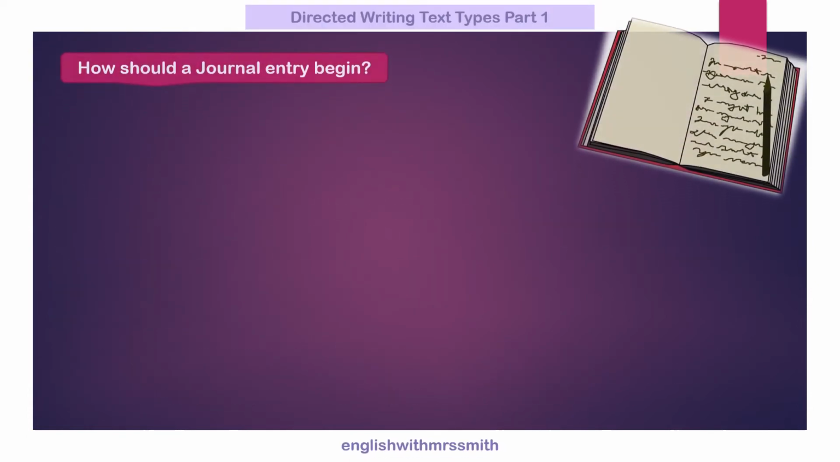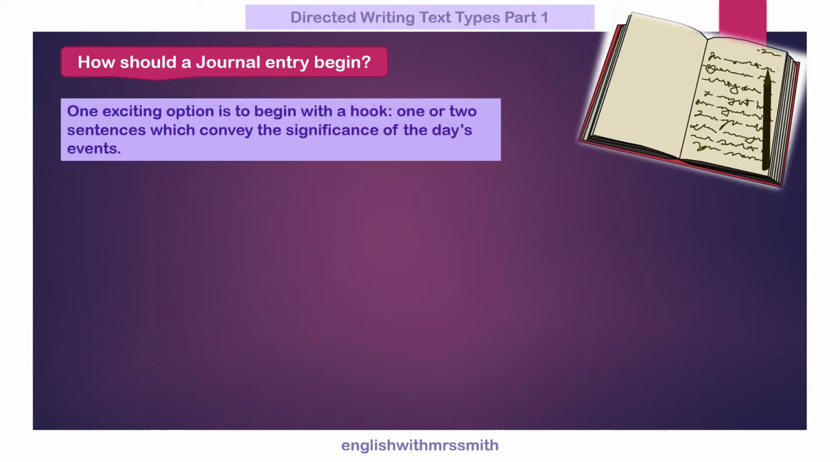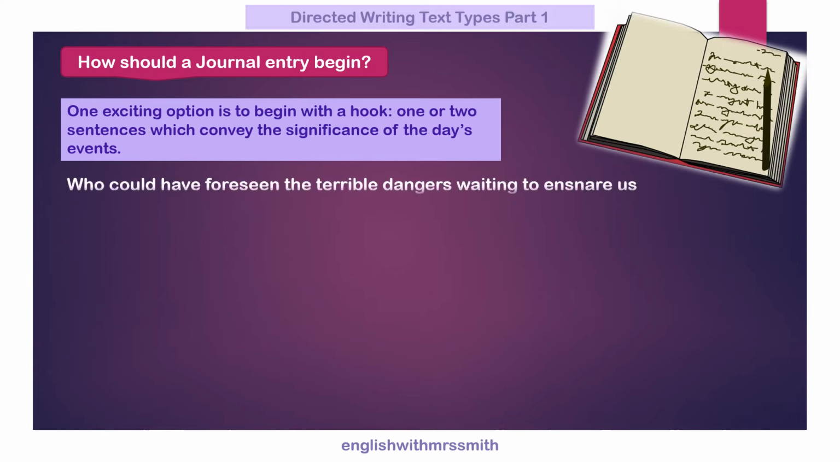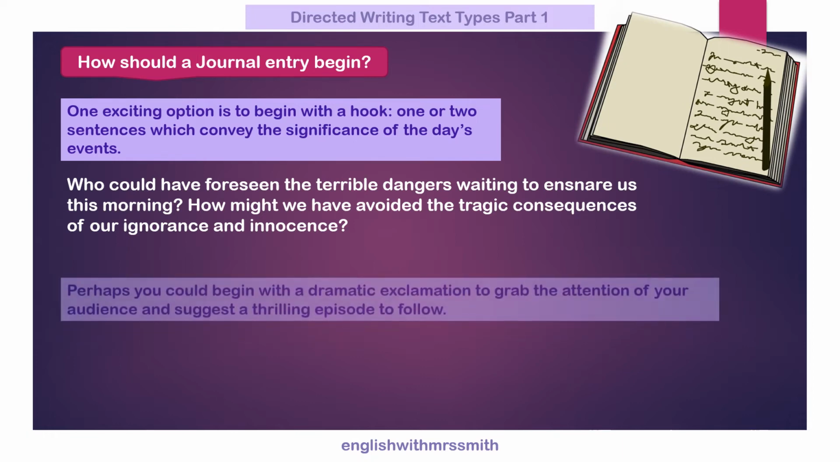One exciting option is to begin with a hook. 1 or 2 sentences which convey the significance of the day's events. For example, who could have foreseen the terrible dangers waiting to ensnare us this morning? How might we have avoided the tragic consequences of our ignorance and innocence?